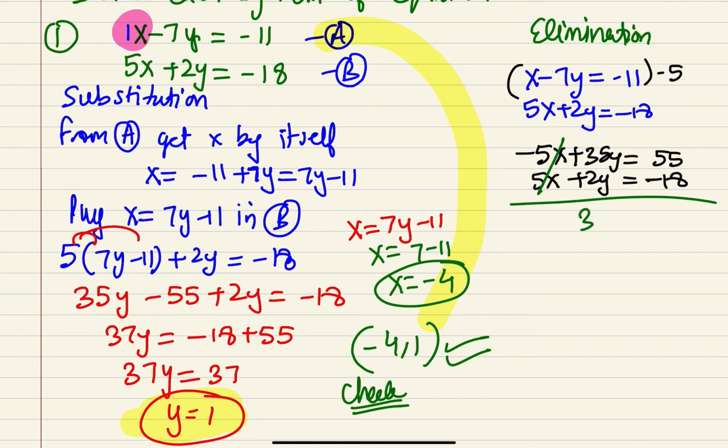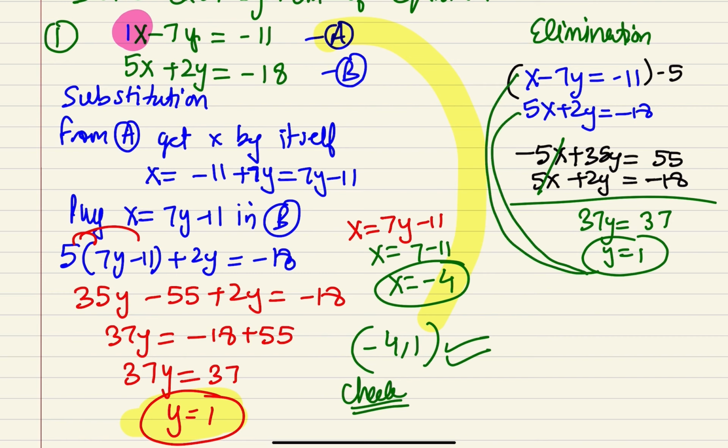So 35y plus 2y is 37y. 55 take away 18 is 37. We get y equals 1. Now we can replace y equals 1 in the first equation or in the second equation. I'm going to go ahead in the first equation.